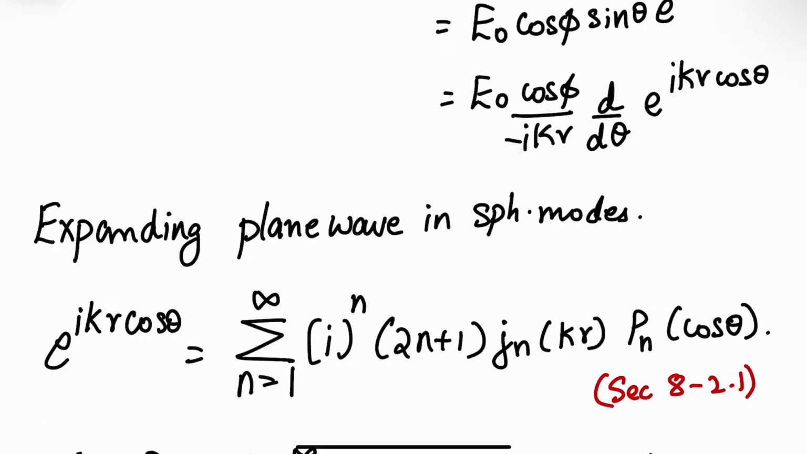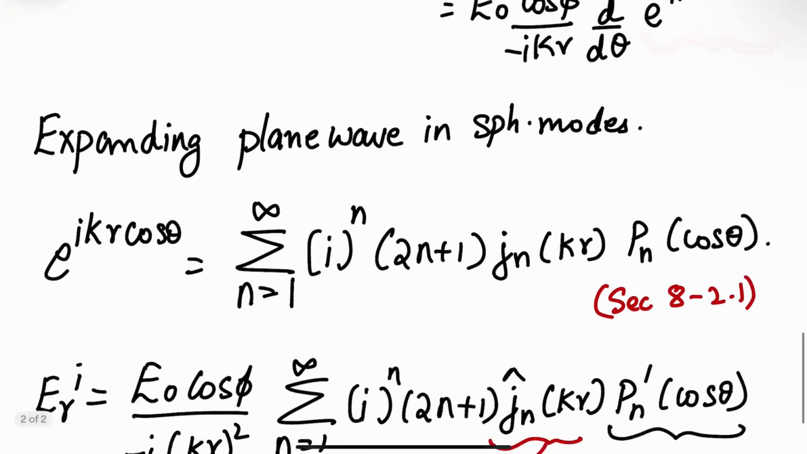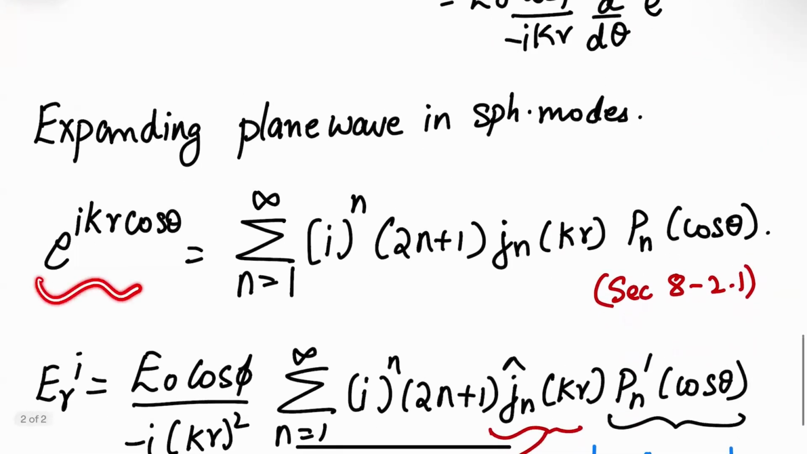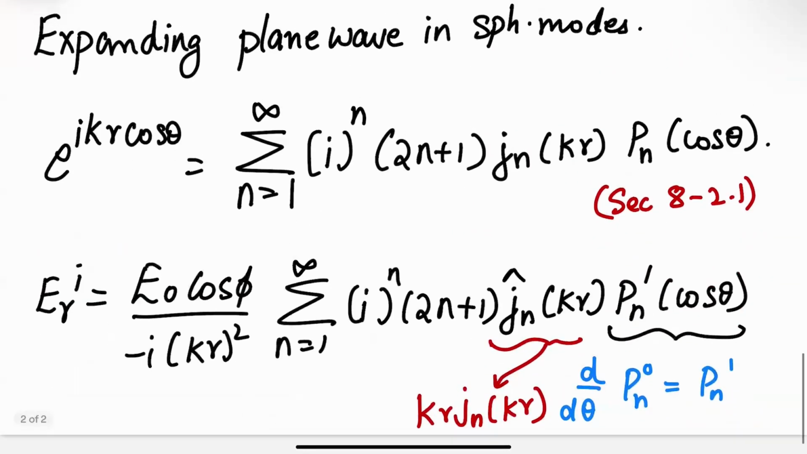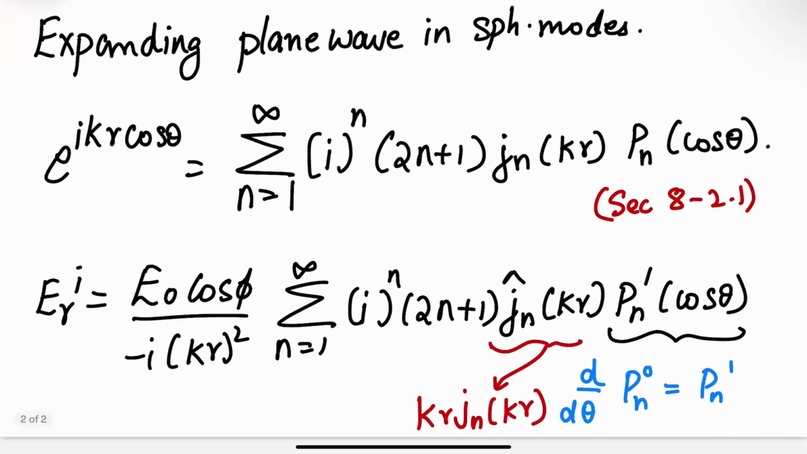But basically, this is now what we substitute for this expression. So we put this expression in there, pull the d over d theta in, and when the d over d theta applies on this term, that gives you this term, right? Because d over d theta of p0 is pn1.